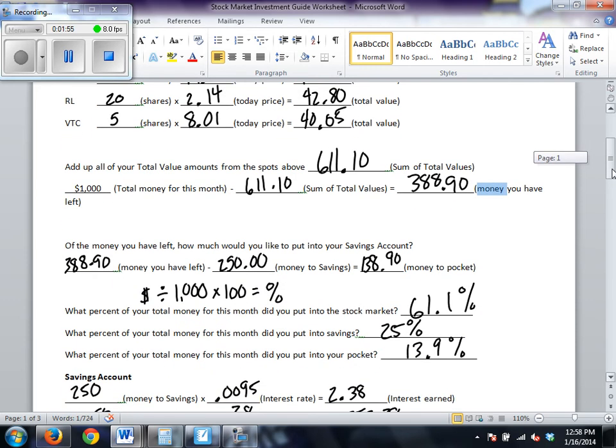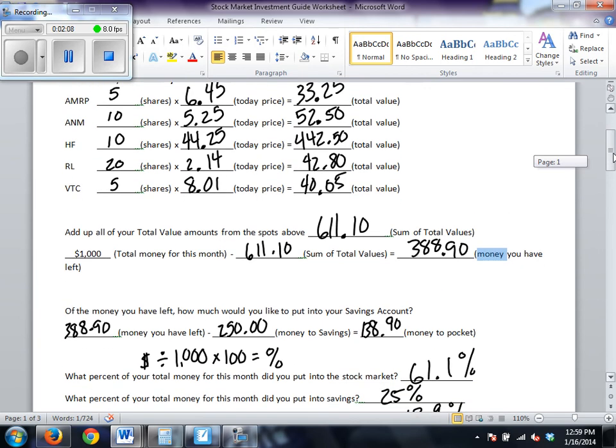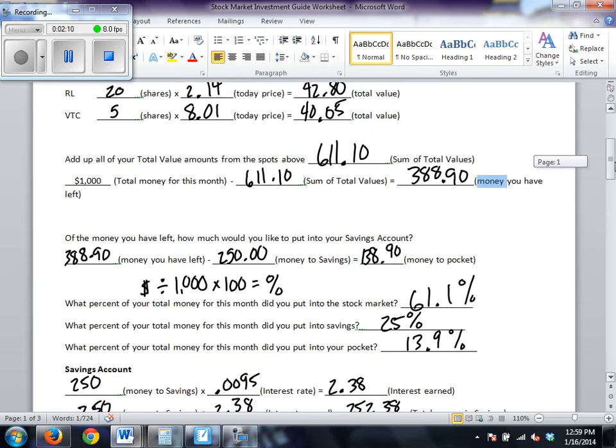Okay, so now you actually have 3 places to put money. You have the stock market, you have the savings account, and you have money in your pocket. So you can have 3 places to put money. Obviously there's 5 choices of stocks to buy, but overall there's 3 places to put money for this project.